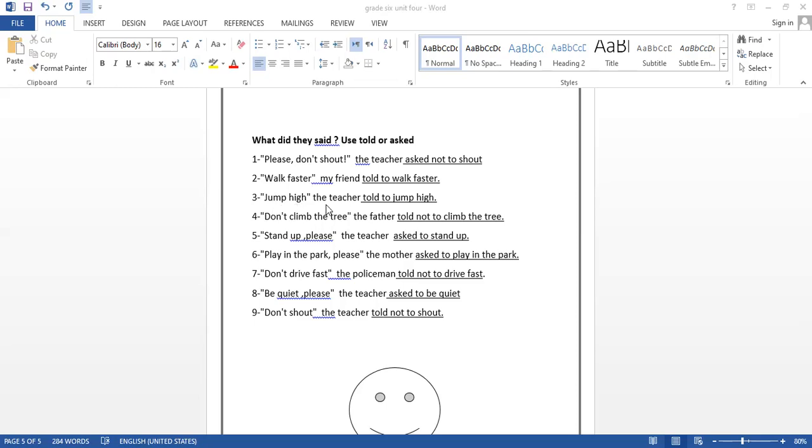Jump high. The teacher told. We don't put asked because we don't have please. To jump high. Just we are going to put to before the verb. Don't climb the tree. For example, my father told, for example, told my brother, حسب لمين وجه رجع بحكي, not to climb the tree. We put not because we have don't. Then when we have don't, we are going to put not plus to plus the verb. And if we don't have don't, just we are going to put to.